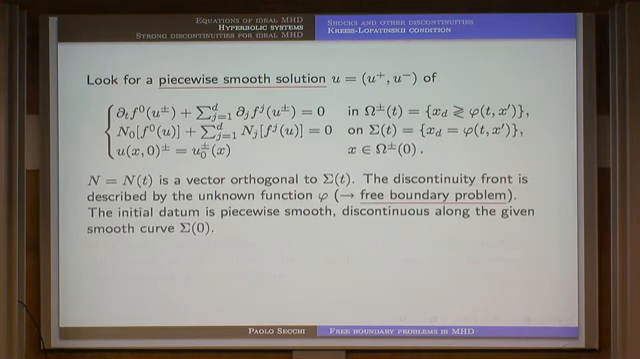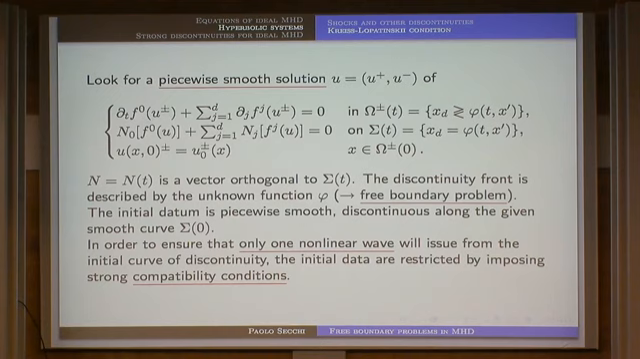Now, we simplify the problem a little bit, because we assume that the initial datum is piecewise smooth, with the discontinuity along the given smooth surface sigma of 0. It is not a curve, it is a hyperplane. But now we add this restriction, in order to ensure that only one nonlinear wave will issue from the initial discontinuity. The initial data are restricted by imposing strong compatibility conditions.